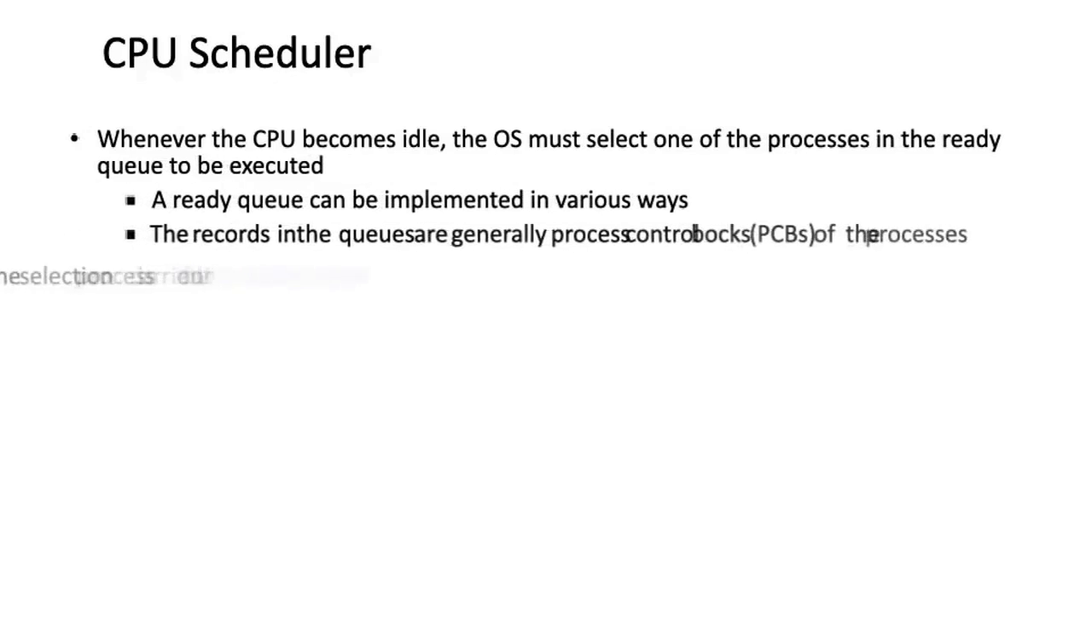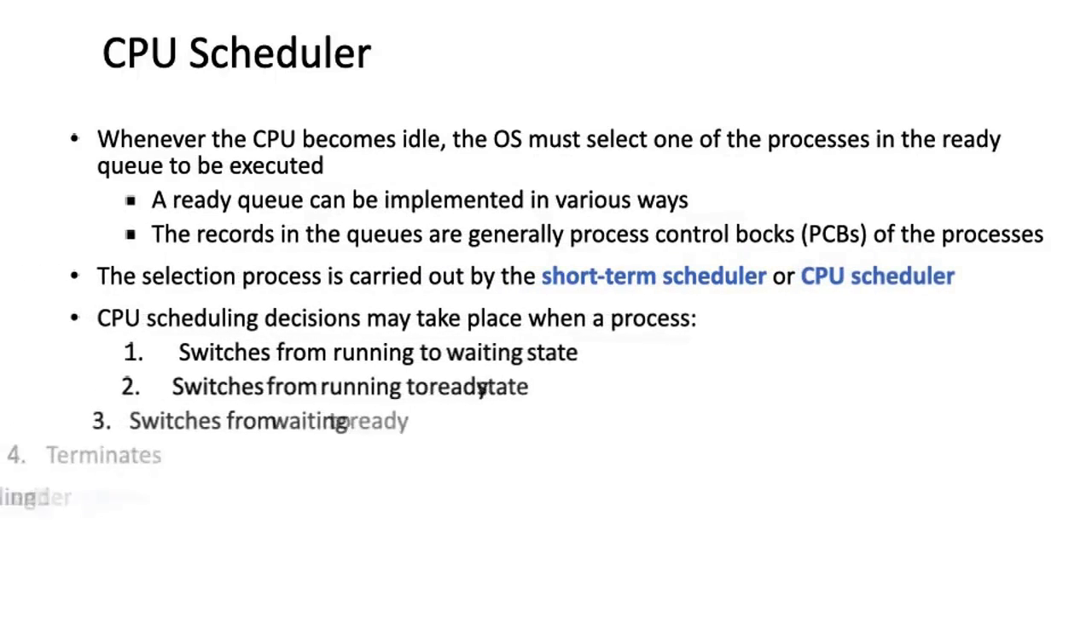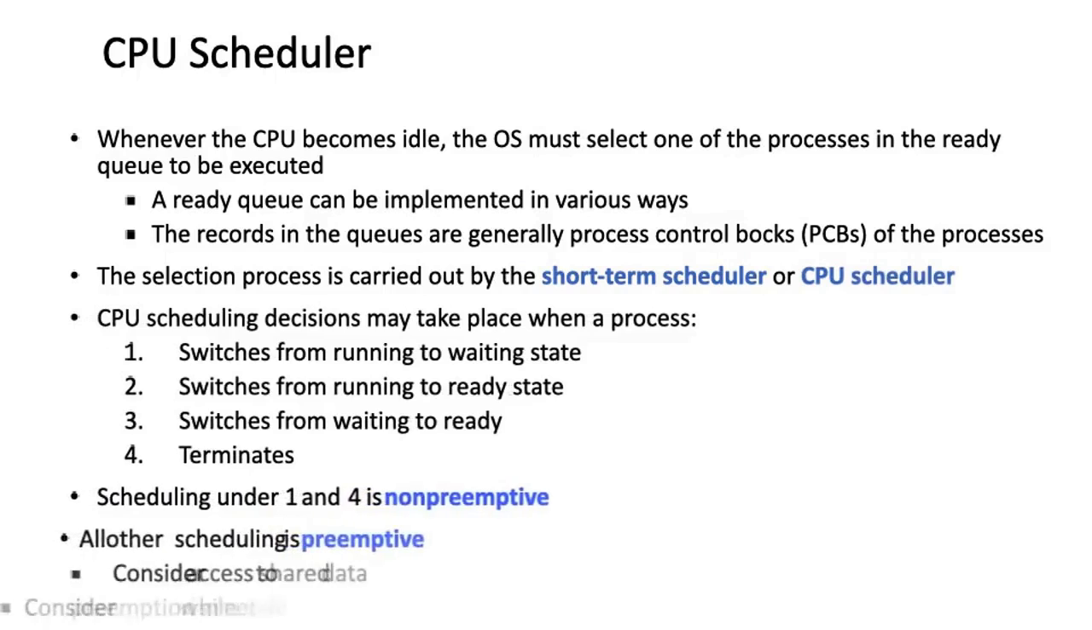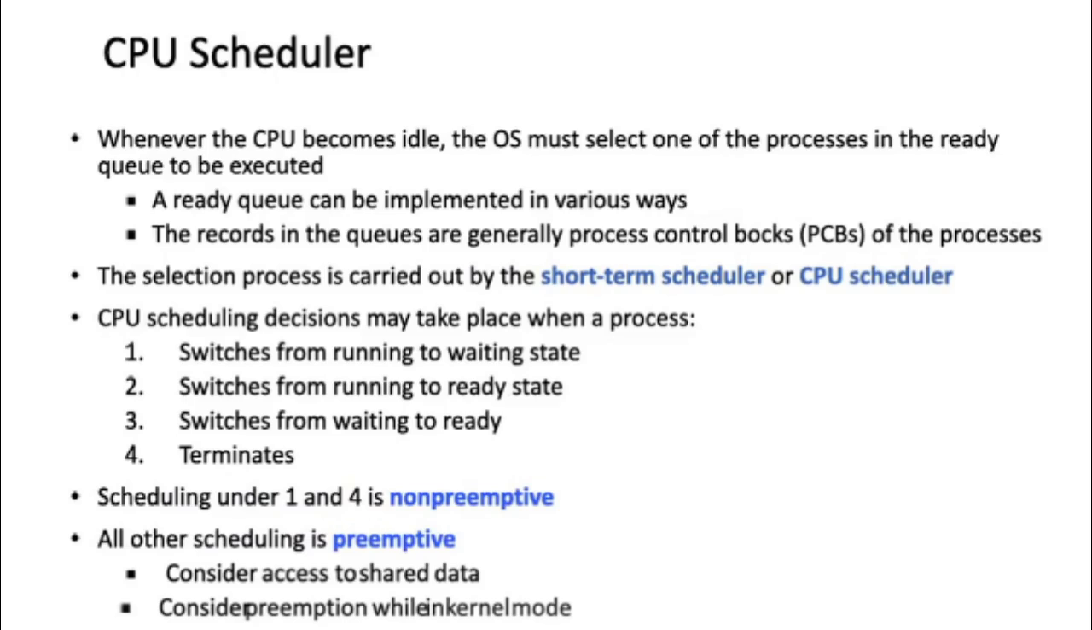CPU scheduling deals with the problem of deciding which of the processes in the ready queue is to be allocated the CPU. By switching the CPU among processes, the OS can make the computer more productive. In this case, we use scheduling algorithms. Different CPU scheduling algorithms have different properties, and the choice of a particular algorithm may favor one class of processes over another.